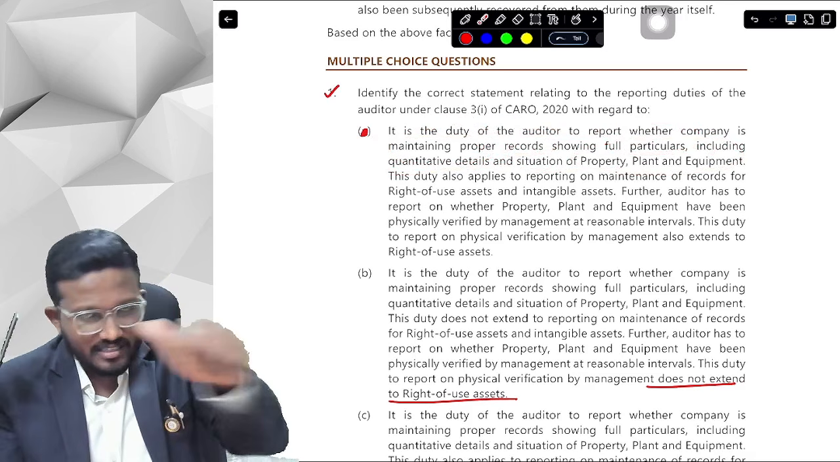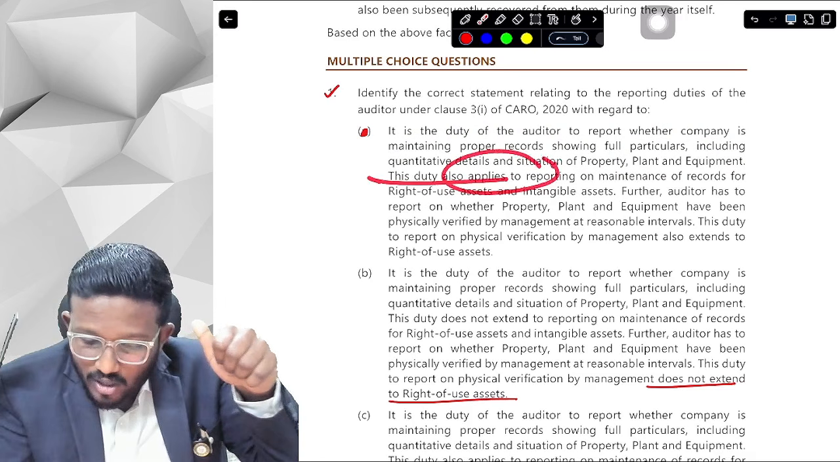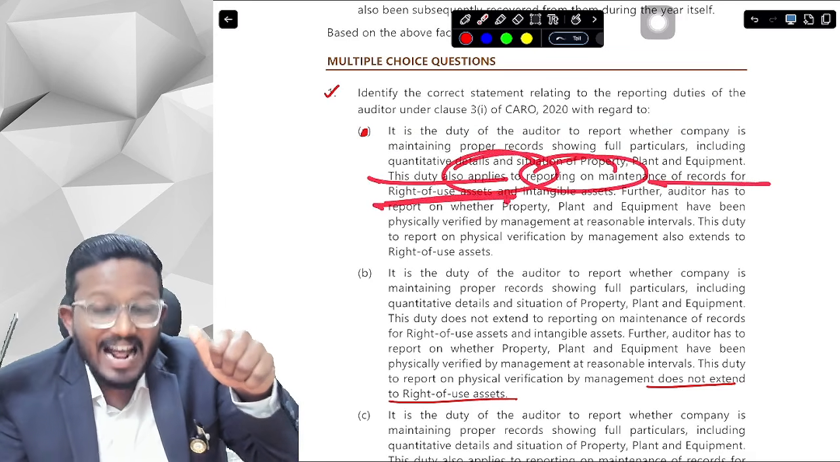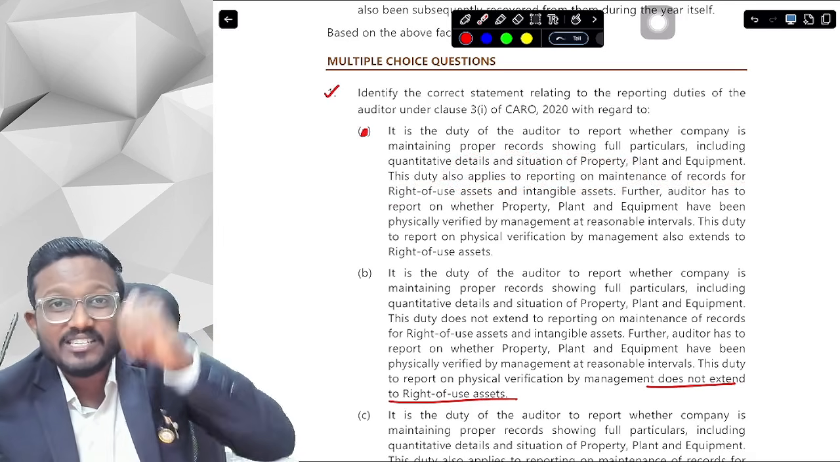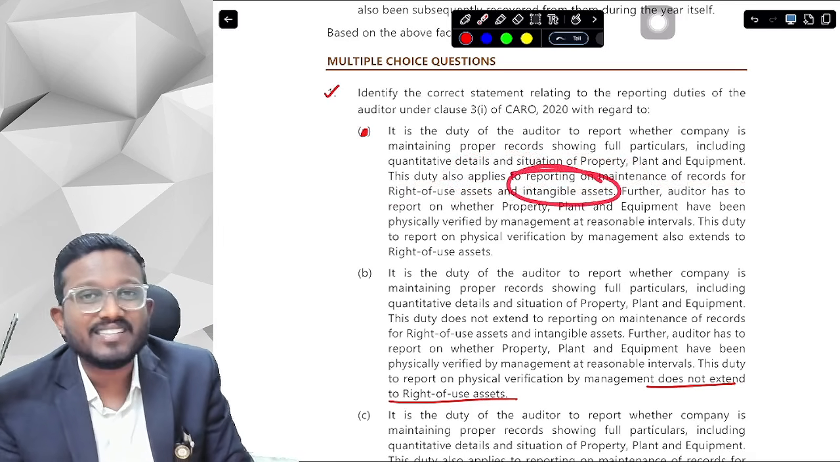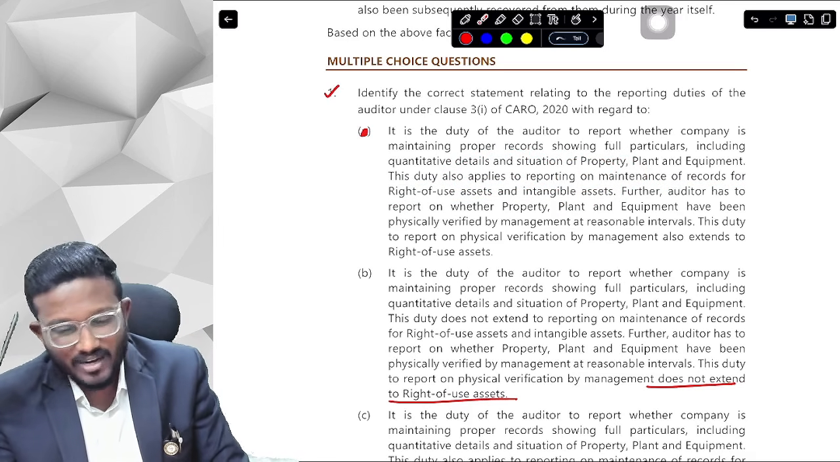Okay, yes sir, this is perfectly correct. This duty also applies to reporting on maintenance of record for right of use assets. Yes, ROU assets are also covered under PPE, and intangible assets are also covered under clause 1. Okay, yes sir, this is done.